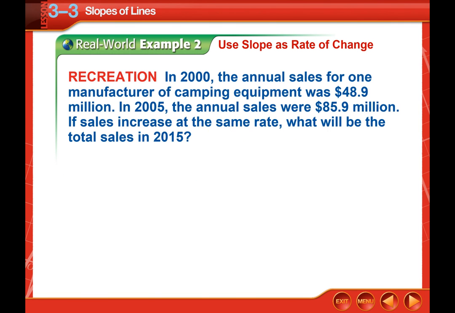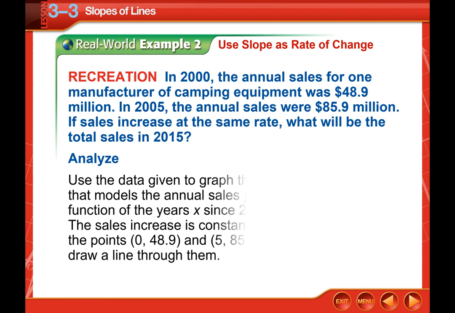So let's look at using the slope to determine the rate of change. In the year 2000, the annual sales for one manufacturer of camping equipment was $48.9 million. In 2005, the same annual sales were $85.9 million. If the sales increase at the same rate, what will be the total sales in 2015? So we can see that we have a difference of years and a difference of annual sales in dollars. So we need to analyze the situation.